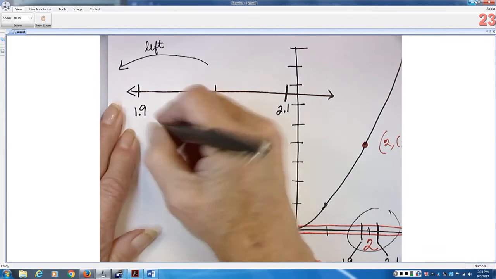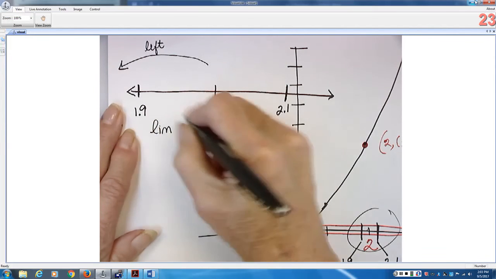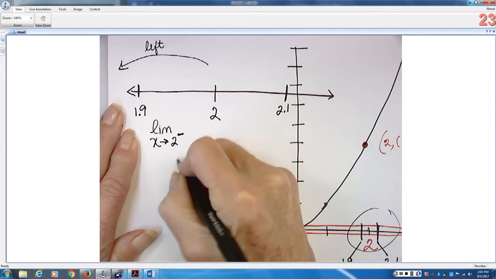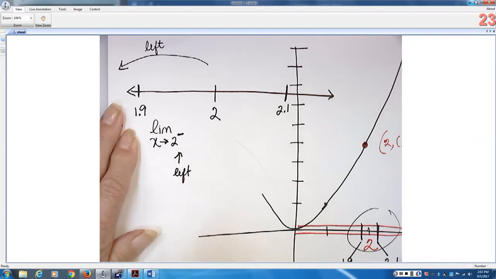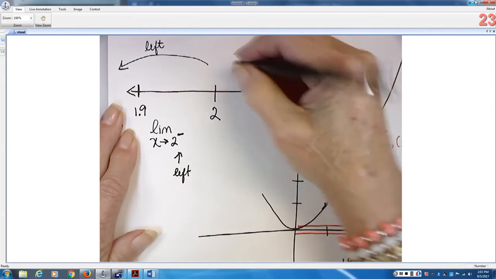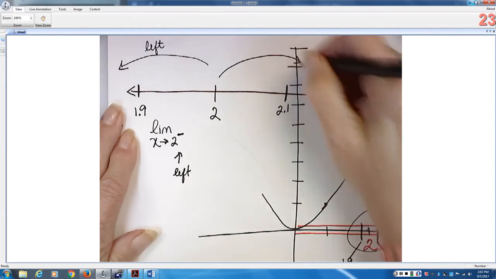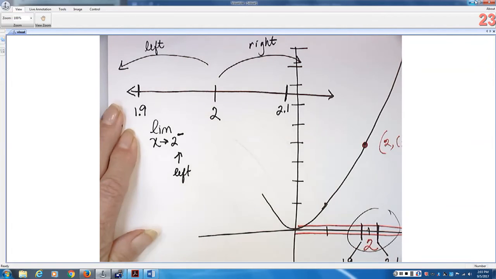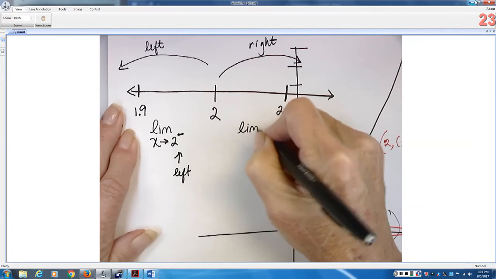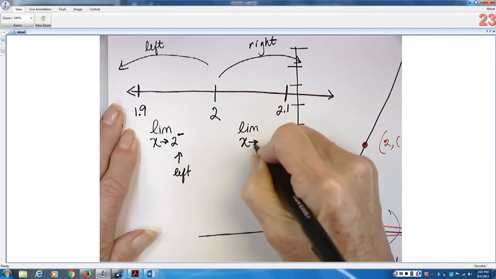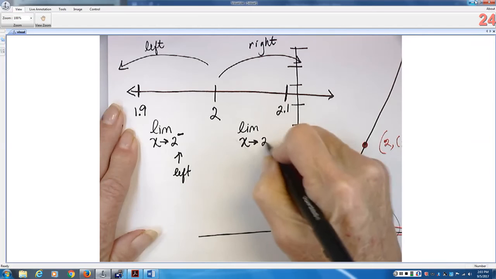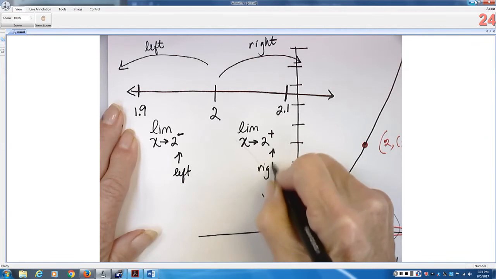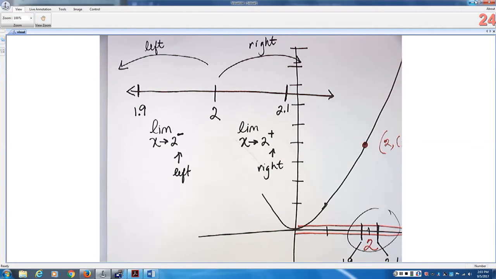And the way we talk about those is we're going to talk about the limit as x approaches 2 from the negative side. That means the left side. And then all the numbers on this side are bigger than 2 by a little bit. So these are on the right side. And we're going to look at the limit as x approaches but doesn't equal 2 from the right side. The positive sign indicating that I'm coming at it from the right. Numbers bigger than, numbers less than.